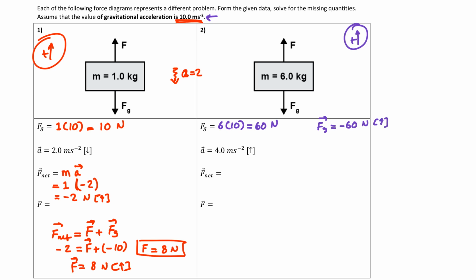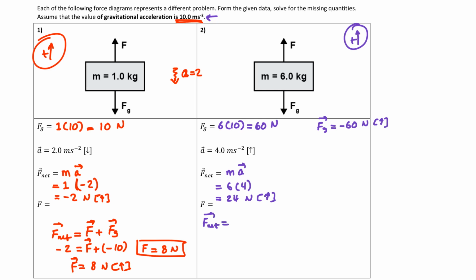The acceleration this time is 4 meters per second squared acting upwards, and to find Fnet, that's mass times the acceleration. Mass is 6, acceleration is positive 4 because I'm taking up to be positive, and this is also acting upwards. And this is going to be 24 Newtons in the upward direction. Then I want to calculate the force. You can do this in different ways, so actually I'll show you both ways. One is what we used last time, which was Fnet.